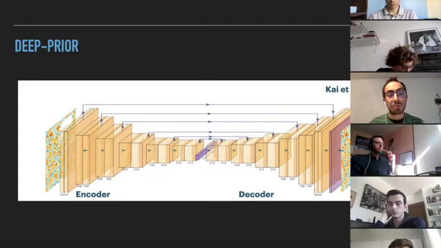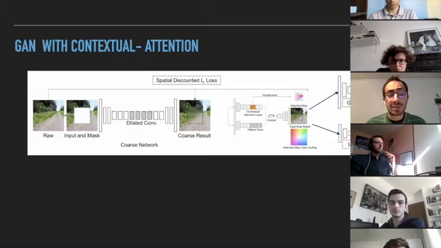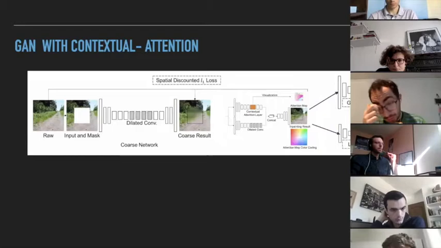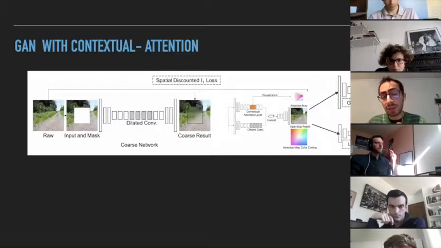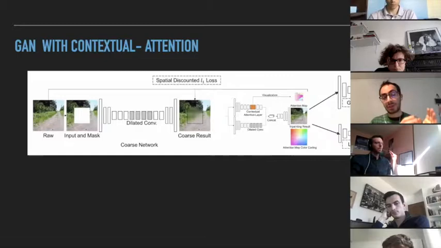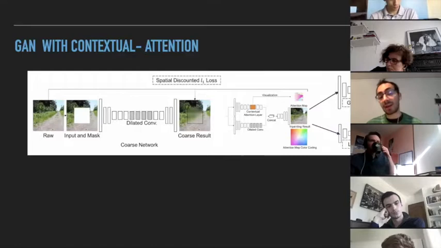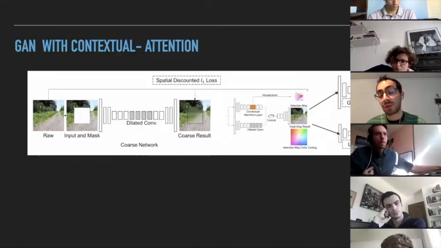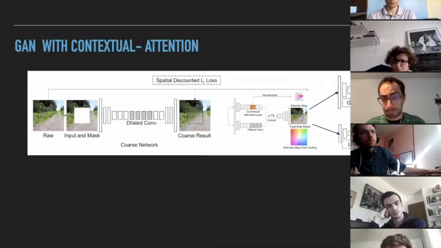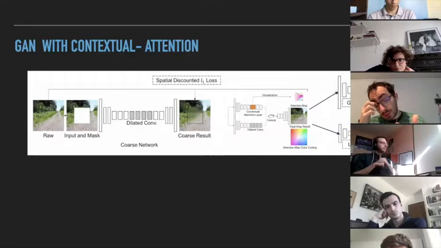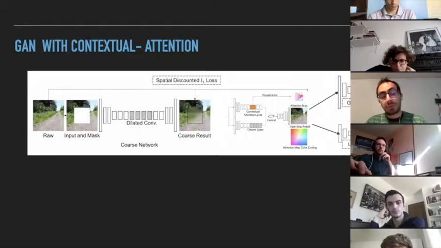The GAN with contextual attention is essentially a usual GAN. You see here in this plot, this was coming from the Yu et al. reference that I told you. There are two parts of this network. One is called the coarse network, and it's an encoder decoder network. It reads the corrupted image plus a mask that is zero where there are missing pixels. Then the first encoder decoder network gives us a coarse filling, a coarse inpainting. This is expected: the UNet, the encoder decoder networks, are expected to inpaint with blurry images.